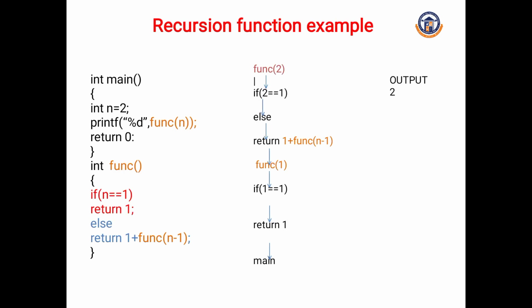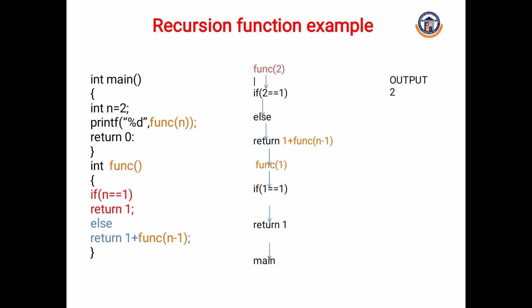Recursive function example. Here I have declared a main function which is of integer data type. So I have written int, return 0. Within the main function I have declared n equal to 2. n is of integer data type, so int n equal to 2. Printf %d. The value of %d will be taken from the function func of n.